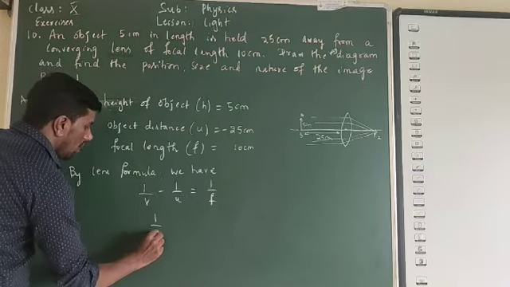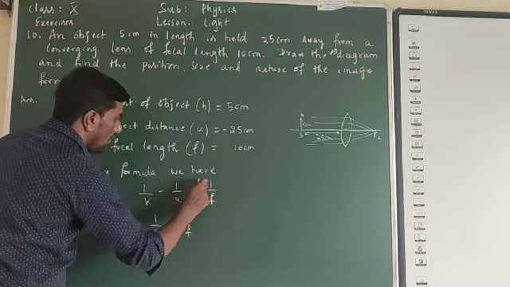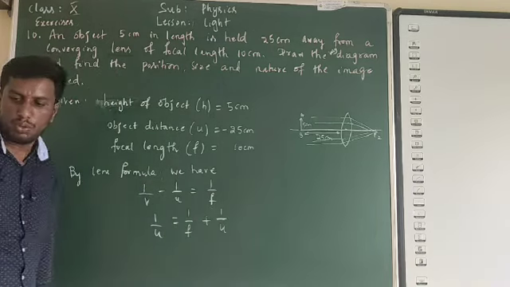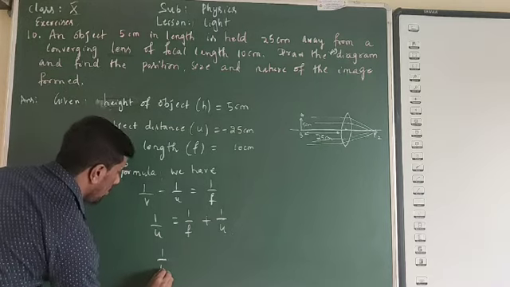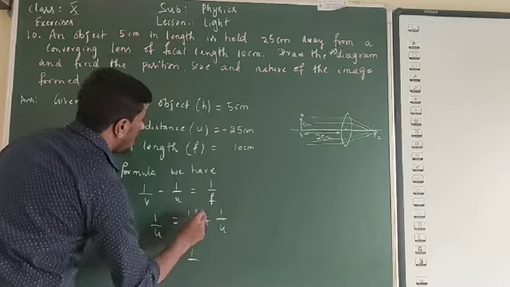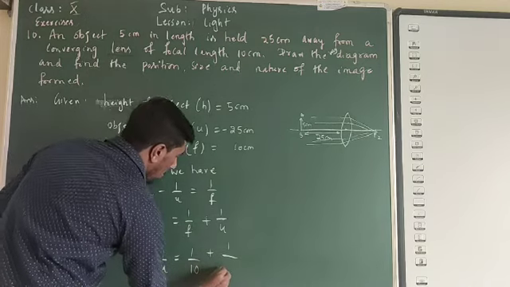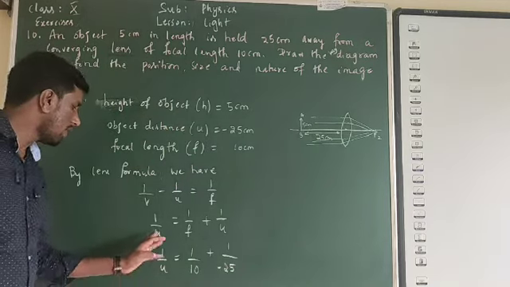Now keep 1 by v here only, and send 1 by u to the other side. We have 1 by f here itself, and we send 1 by u to the other side, plus 1 by u, correct? So we'll substitute the values: 1 by v is equal to 1 by focal length, focal length is 10 centimeter, plus 1 by u, u is minus 25 centimeter. We'll simplify this and find the v value.